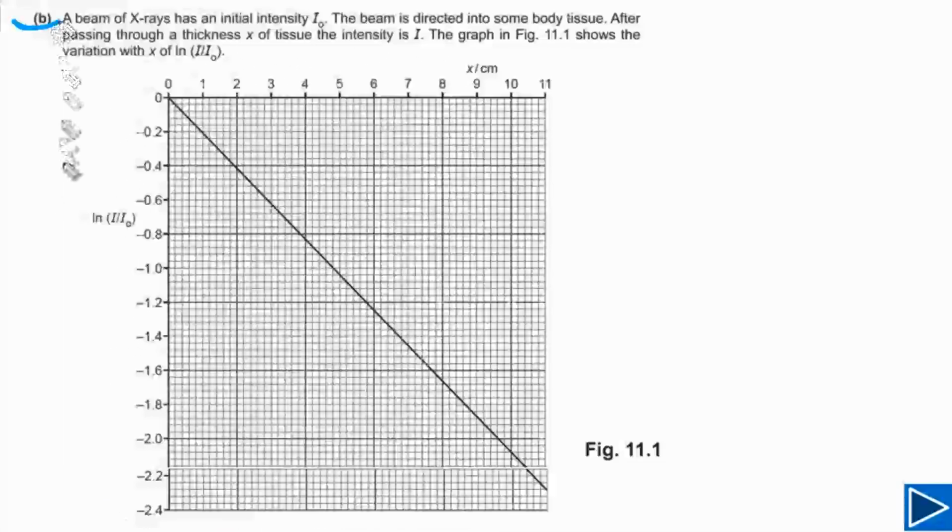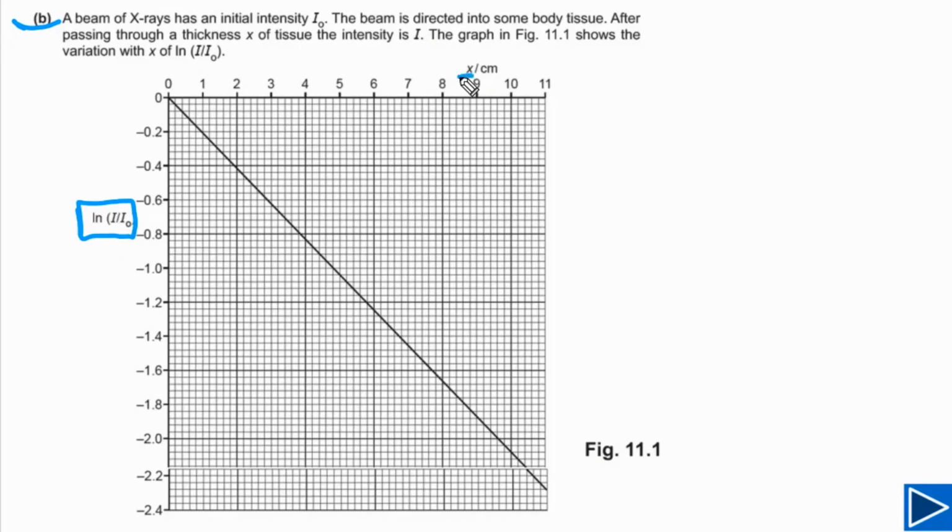For this part, the graph is given between ln I over I naught and x. First of all, let's try to write down the equation for this graph. In this case, we can simply write I is equal to I naught e to the power of negative mu x. This is the standard equation we have. Now, if we rearrange this one, we can write down I over I naught.